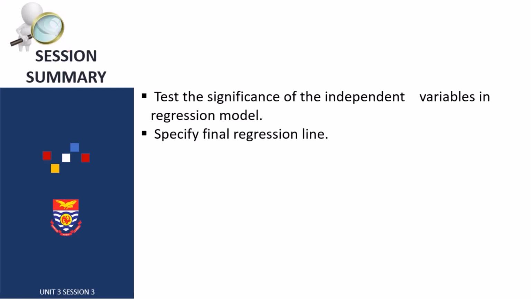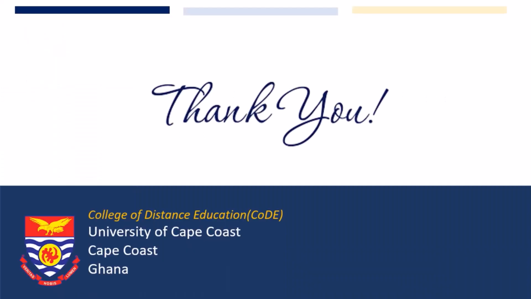In summary, we've been able to test the significance of the independent variables in our regression model. Even though we're not done, we will continue in the next session. We were able to test significance using criteria like the p-value, the test statistic, and the estimated coefficient, among others. We have also been able to specify the final regression line. Welcome to the end of today's discussion.